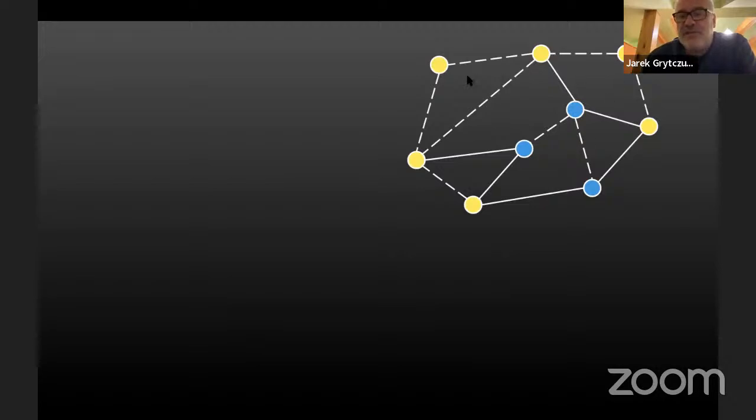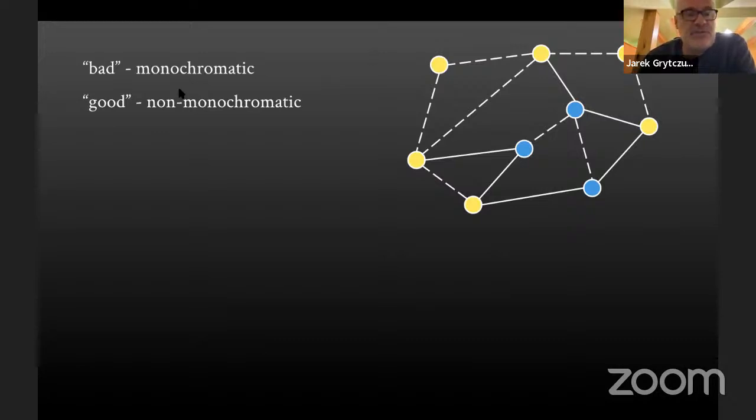So bad edges, as you can imagine, are monochromatic edges. I mean, the edges whose ends are colored by the same color. This is because in a proper coloring, we wish to have only good edges, meaning that the ends of every edge are colored differently. So good edges are edges colored non-monochromatically. This is just terminology. In any two-coloring of the vertices of any graph, we have some good and some bad edges.